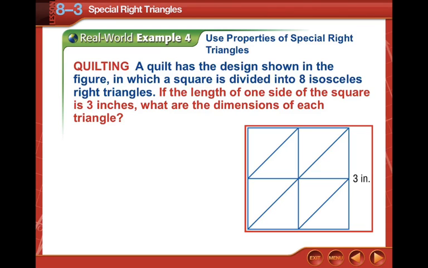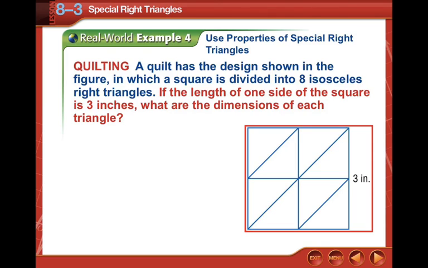So quilting. A quilt has the design shown in the figure, in which a square is divided into 8 isosceles right triangles. Isosceles means we have 2 legs that are the same. Right triangles means that we have a 45, 45, 90 triangle all over this. If the leg of one side of the square is 3 inches, what are the dimensions of each triangle?